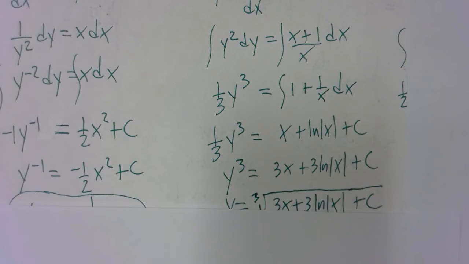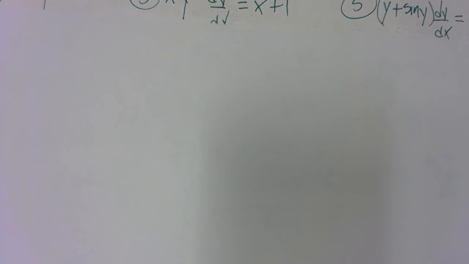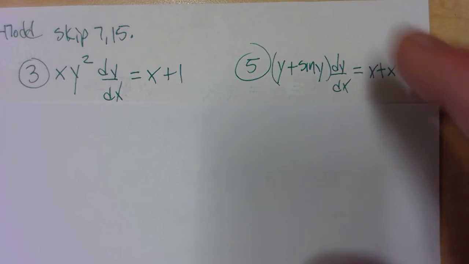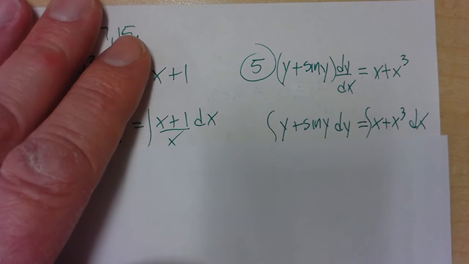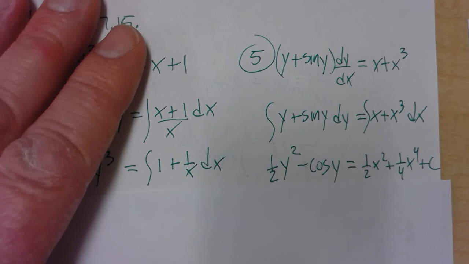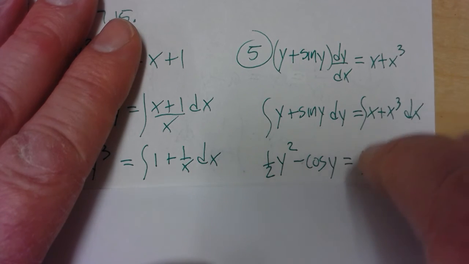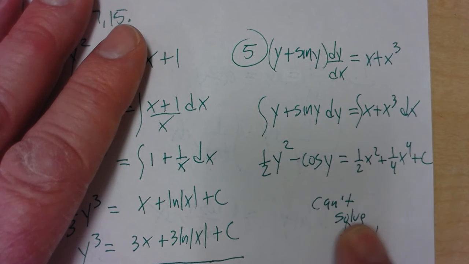Okay, number 5. So here's the original problem. And it looks like it's already separated. No, it's not separated. I got to multiply over the dx, take the antiderivative of each side. There they are. And then this one here, as much as you want to, you cannot solve it for y. So you're done right there. That's it. There's no way to get that isolated by itself.